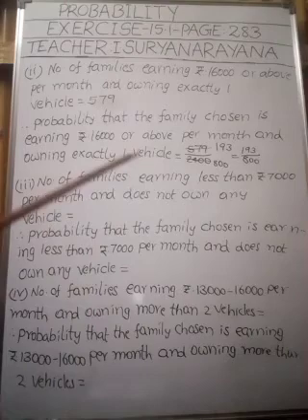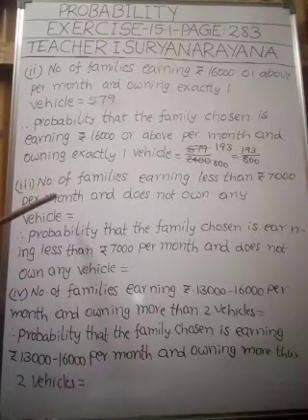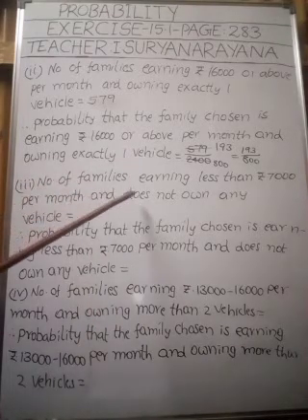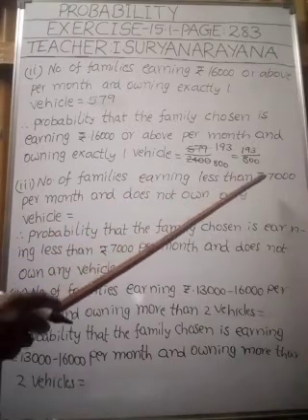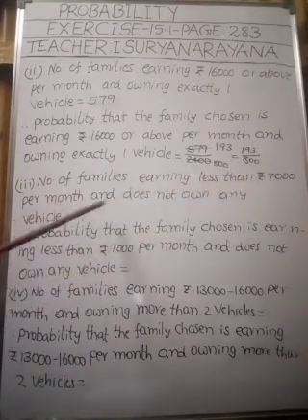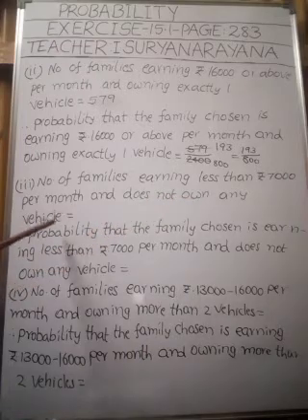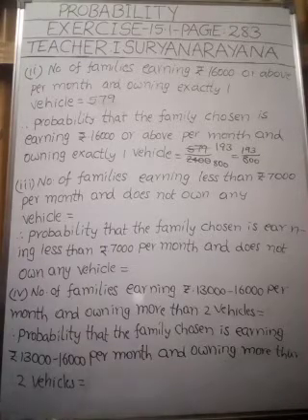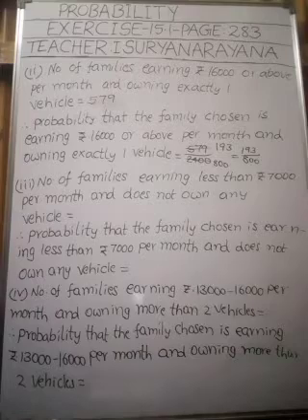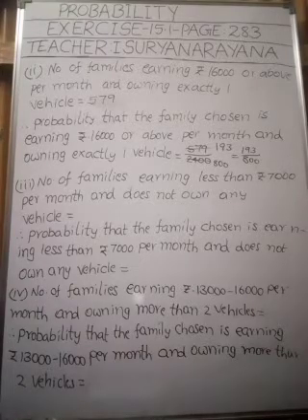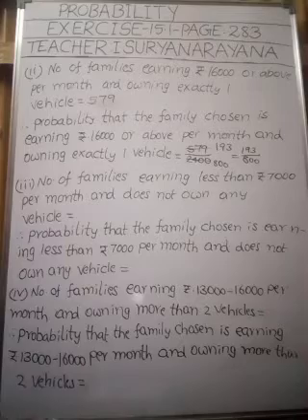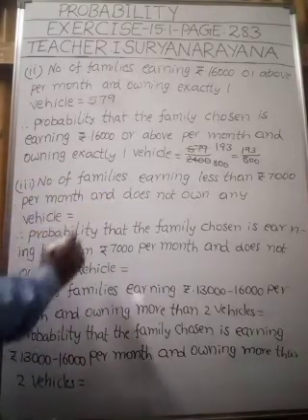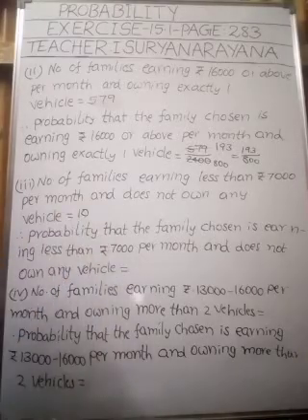Okay, my children. Right. Now come to the third part. Number of families earning less than 7,000 rupees per month and does not own any vehicle. Please observe the table, my dear children. How many families are there? They earn less than 7,000 rupees per month and do not own any vehicle. Yes, 10 families, only 10 families are there.